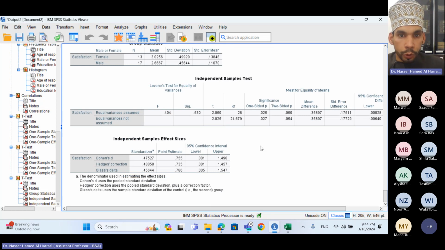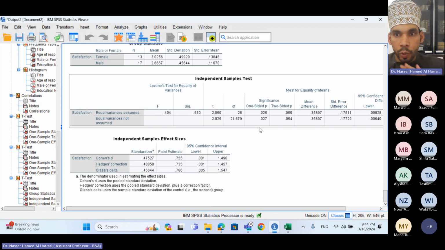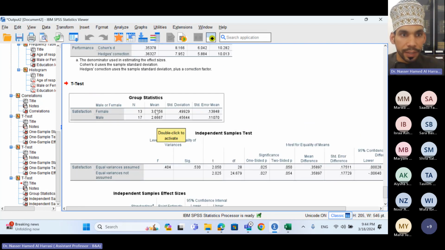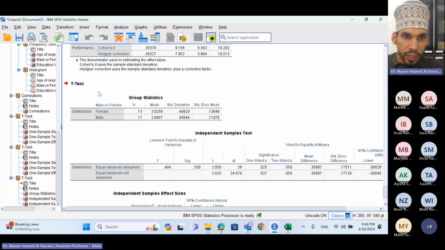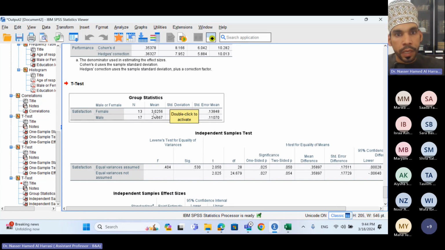I don't want to use this description because it is going to complicate things for you. Now, in statistics, in the t-test, just get this table and start describing it. Say that the mean of female is this one, the mean of male, this one, which indicates that the female are happy or satisfied more than male.